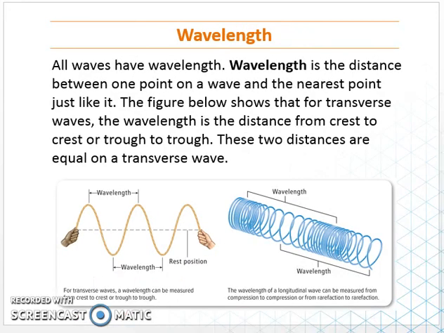All waves have wavelength. Wavelength is the distance between one point on a wave and the nearest point just like it. The figure below shows that for transverse waves, the wavelength is the distance from the crest to the other crest, or from a trough to the other trough. These two distances are equal on a transverse wave.